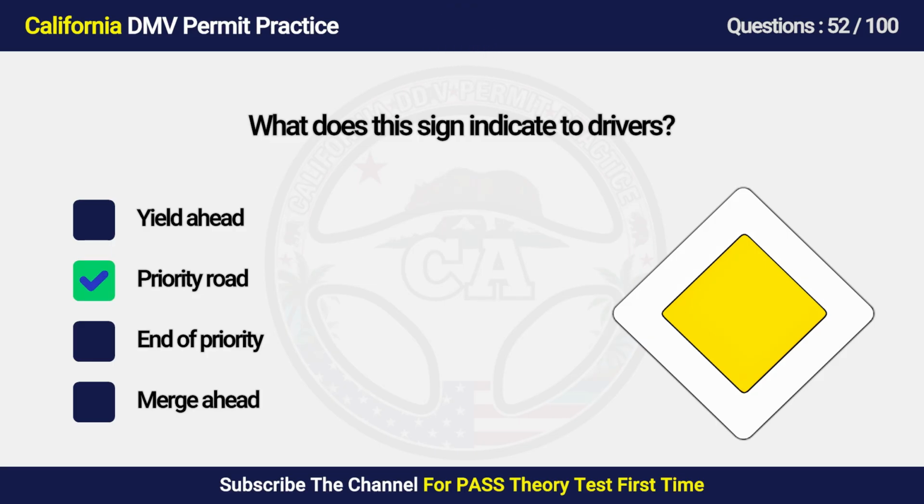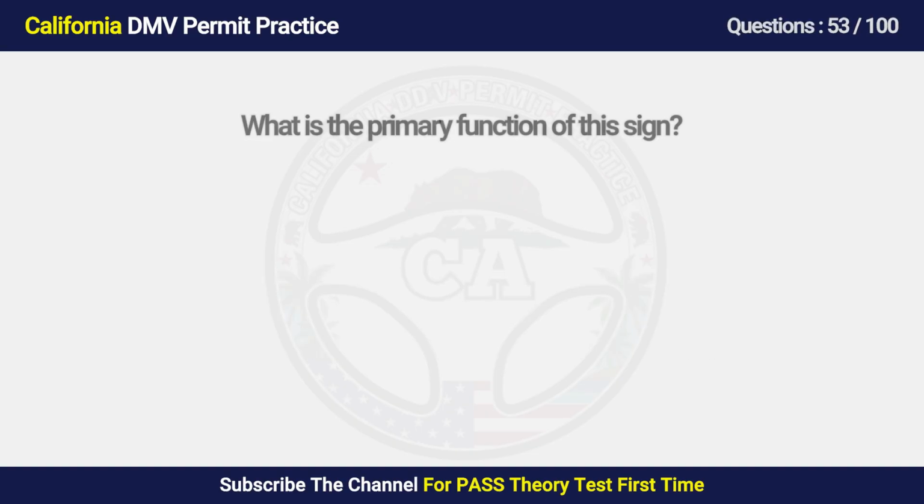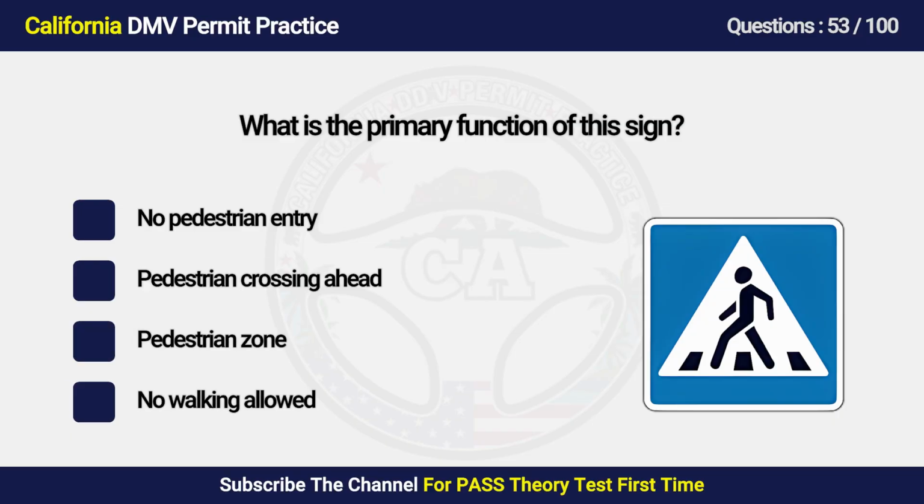Answer is B. Priority road. This sign indicates that you are on a priority road. This means you have the right of way over traffic entering from side roads unless otherwise indicated by other signs or signals. Question 53. What is the primary function of this sign?